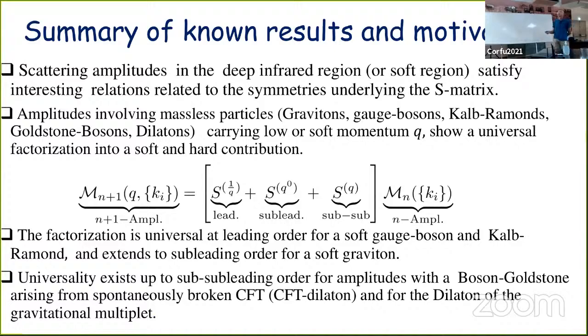k_i, I'll call these particles hard particles, and on this amplitude you insert a massless particle carrying a low, soft momentum. You can see that the amplitude factorizes in a hard part, which is essentially the amplitude without the soft particle, in the limit where the momentum of the soft particle is soft, and a factor which contains all the contribution due to the insertion of the soft particle.